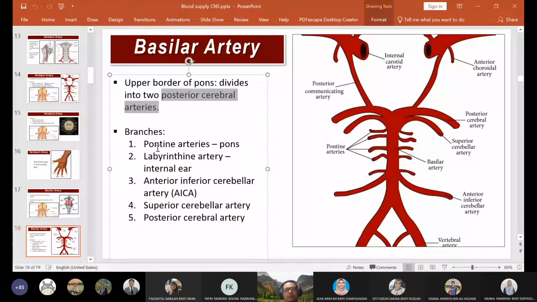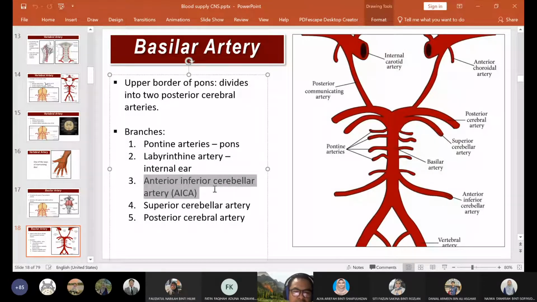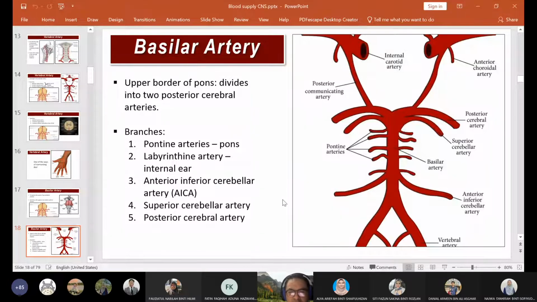Branches, number one, pontine artery. Senang je ni, pontine artery. Yang ni supply the pons. Labyrinthine artery, this is to the internal ear. Then you have AICA, anterior inferior cerebellar artery. Tadi PICA, posterior inferior. Tapi kita senang je kita nak hafal dia. Don't worry, I will teach you afterwards. And then superior cerebellar artery. And then you have posterior cerebral artery.